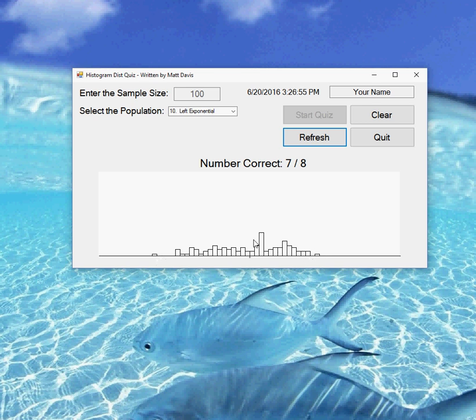I'm going to go with the idea that the peak is in here, and that if I had more data, it would rise up like that. And if that was the case, that would be left skewed, but I'm not terribly confident with that, so let's see. No, that was it.